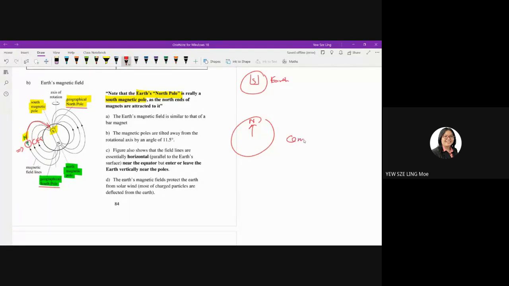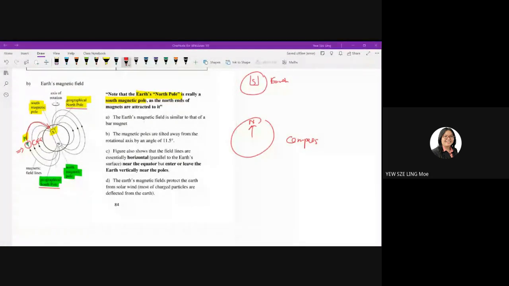This is our compass. The reason why the compass is pointing towards the north is that it's being attracted by the South Pole of a magnet. And it happens that the South Pole of the magnet is our Earth's North Pole. That's all.